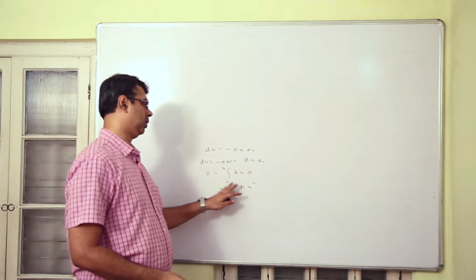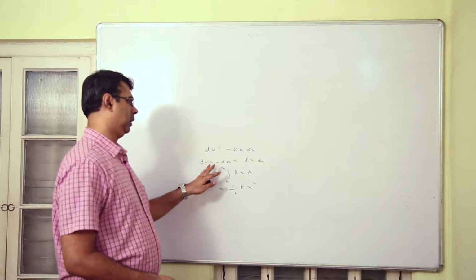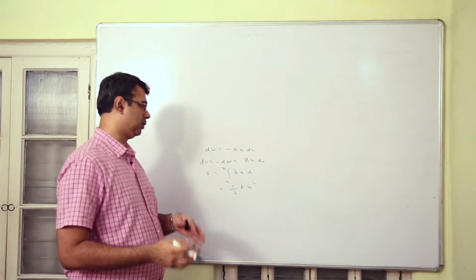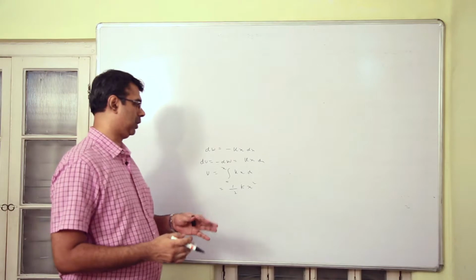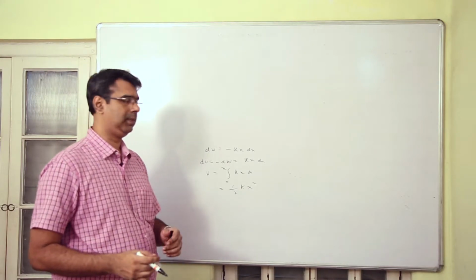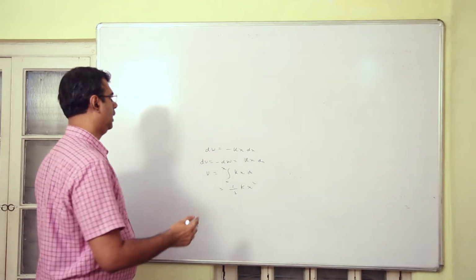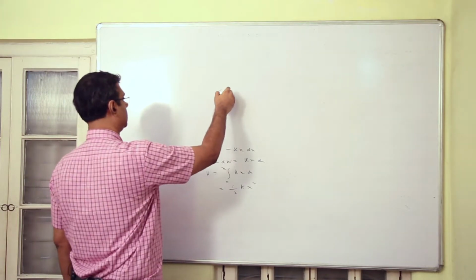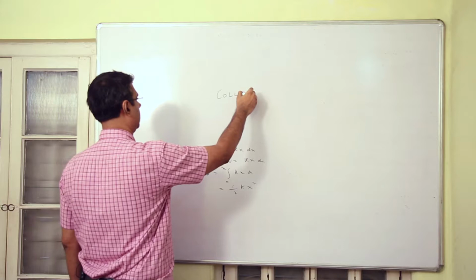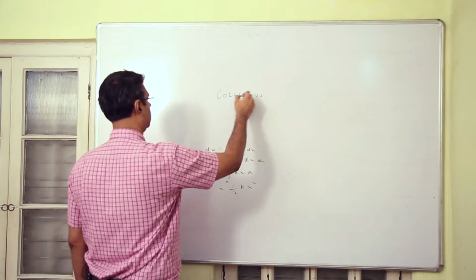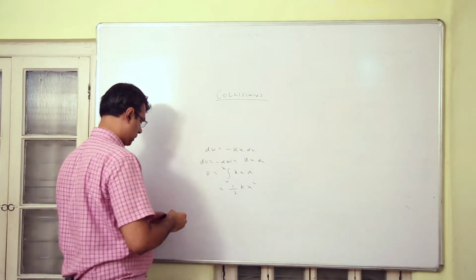So this was a discussion about work energy theorem, what are the different types of forces, and what is potential energy, and what is conservation of mechanical energy, and finally potential energy of a spring. Now what we will do is that we will discuss another aspect of this chapter, that is known as collisions.